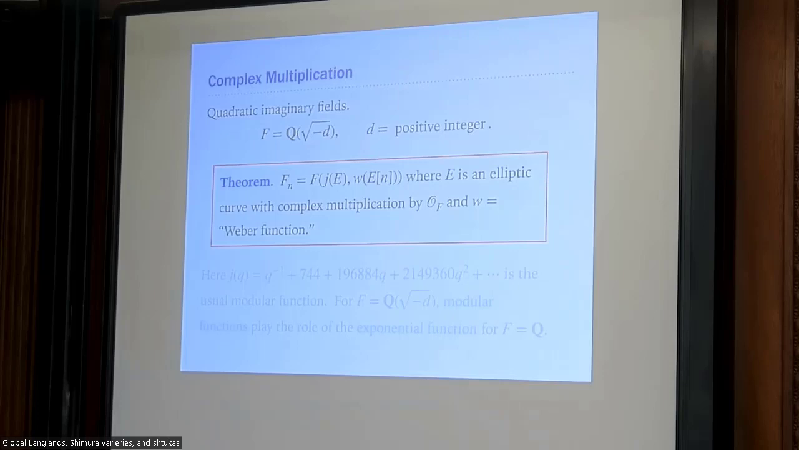Here j is the usual j-function, a modular function, and the basic takeaway from this theorem is that the role of the exponential function e^(2πix) is played, in the context of quadratic imaginary fields, by these special modular functions: the j-function and the coordinates of these torsion points.